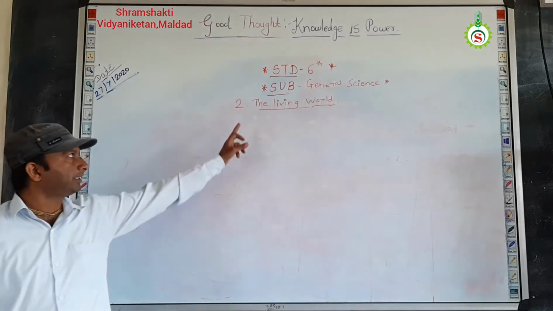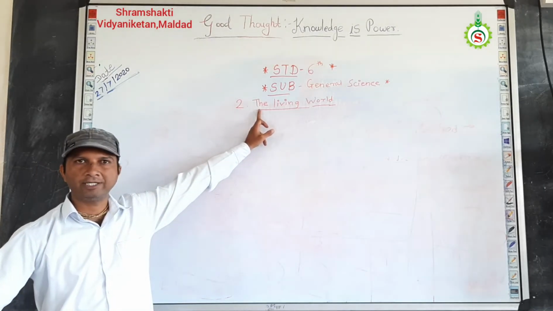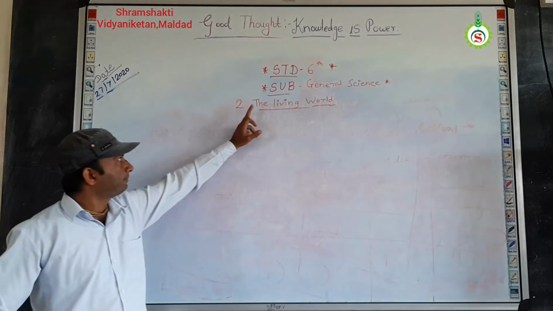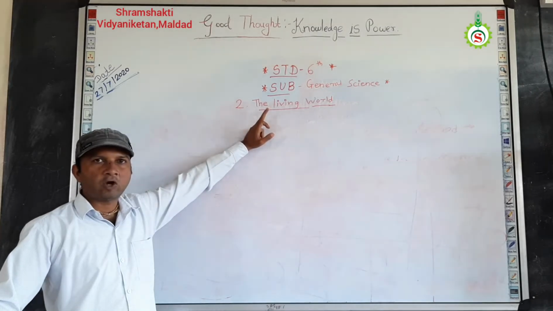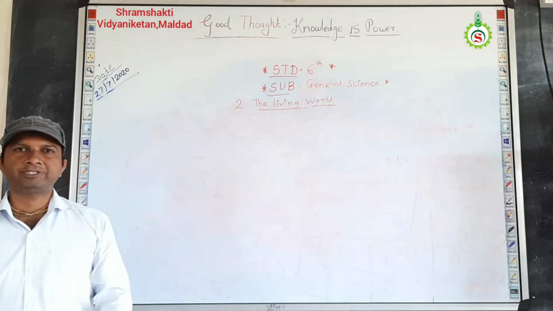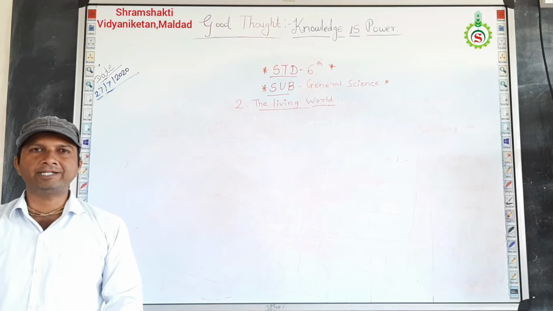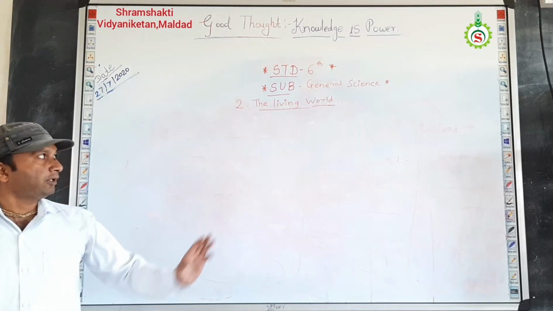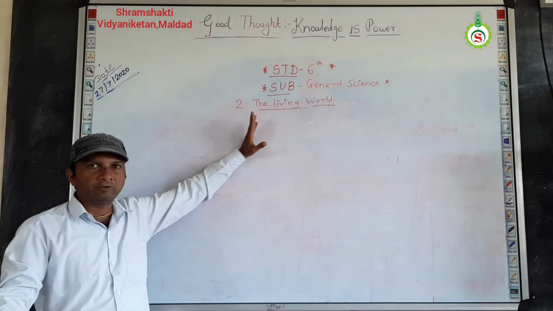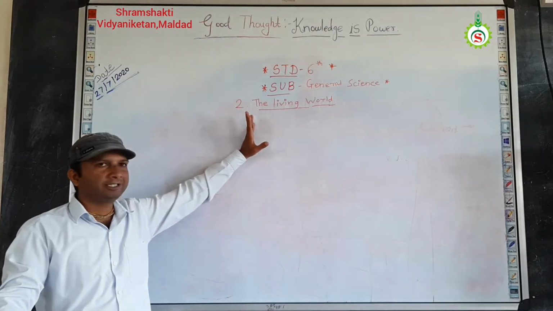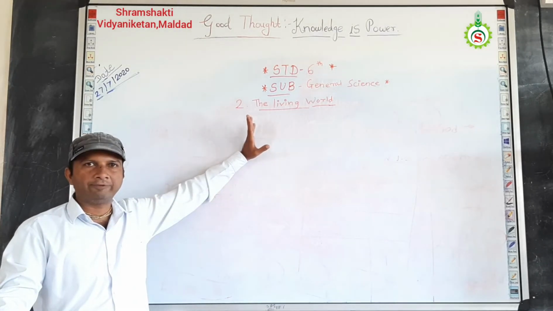The name of the chapter is the living world. Now you know that the living world means what? All the plants and animals which are present on the earth's surface. It is called the living world. Before starting this chapter, we must know the difference between living and non-living things.